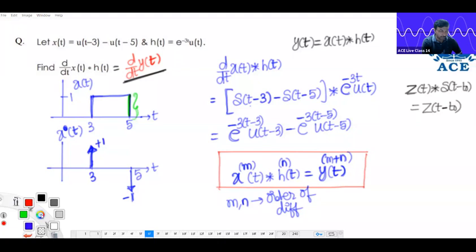In this example, input first derivative, system no derivative, overall becomes 1 plus 0. Input differentiated m times, system differentiated n times means output is m plus n times.